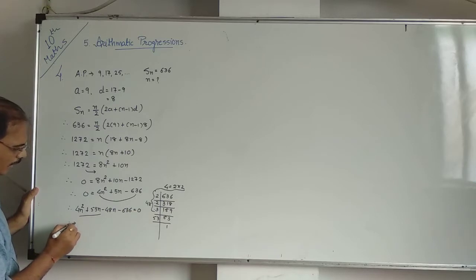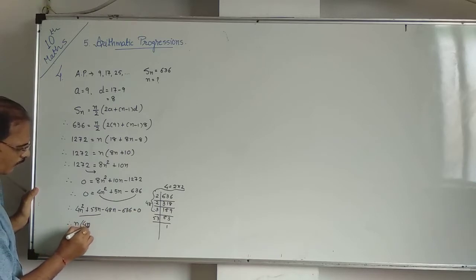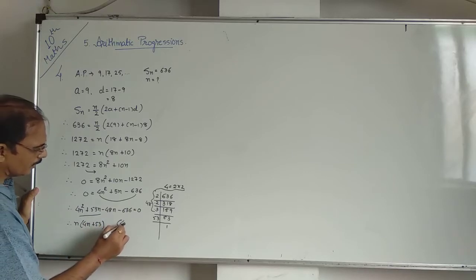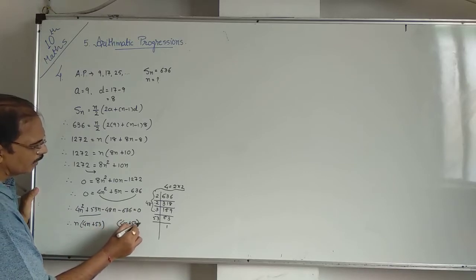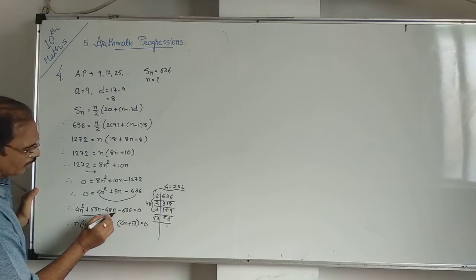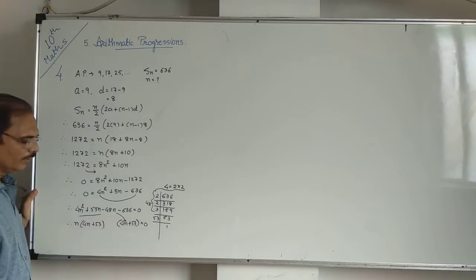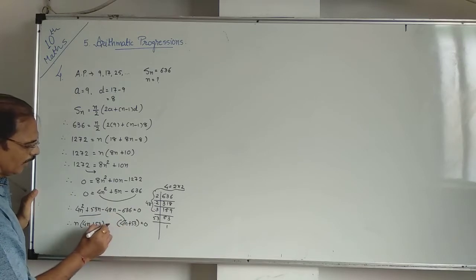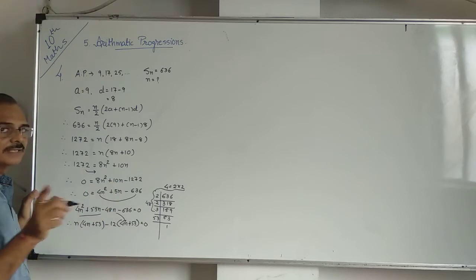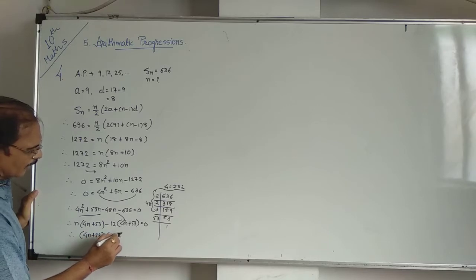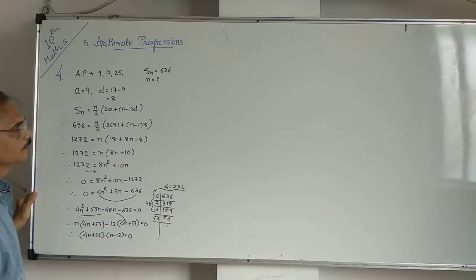From this, n is common. Remaining 4n plus 53. I need 4n plus 53 as a second bracket, so I write it equal to 0. n is already inside. Out of 48, 4 is there, so 48 divided by 4 will be 12. So 12 fours are 48 and 12 fifty-threes are 636. 4n plus 53 common, n minus 12 equals 0.